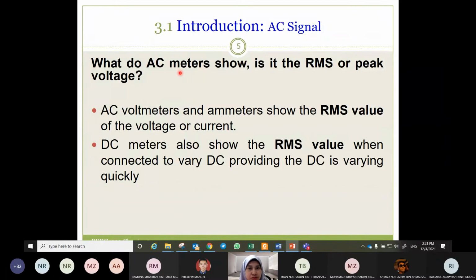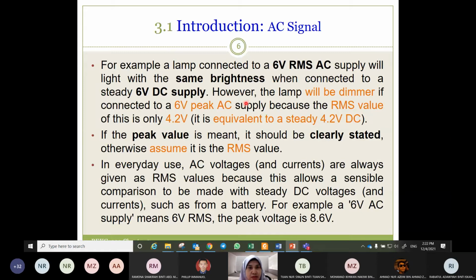What do AC meters show? Is it the RMS or peak voltage? AC voltmeters and ammeters show the RMS value of the voltage and current. DC meters also show the RMS value when connected to varying DC, providing the DC is varying quickly. For example, a lamp connected to a 6 volt RMS AC supply will light with the same brightness when connected to a steady 6 volt DC supply.